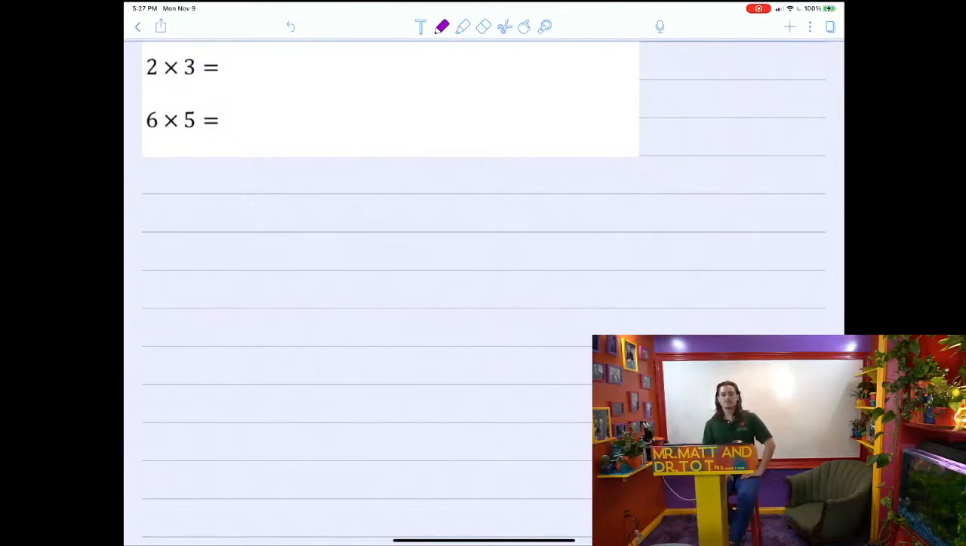Okay, so 2 times 3, that's going to be 2 three times. 2 plus itself 3 times. 2 plus 2 is 4. 4 plus 2 is 6.